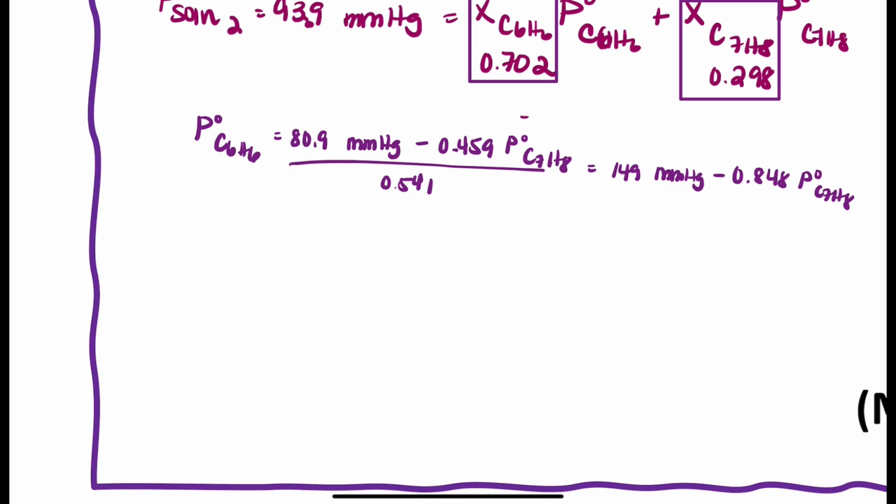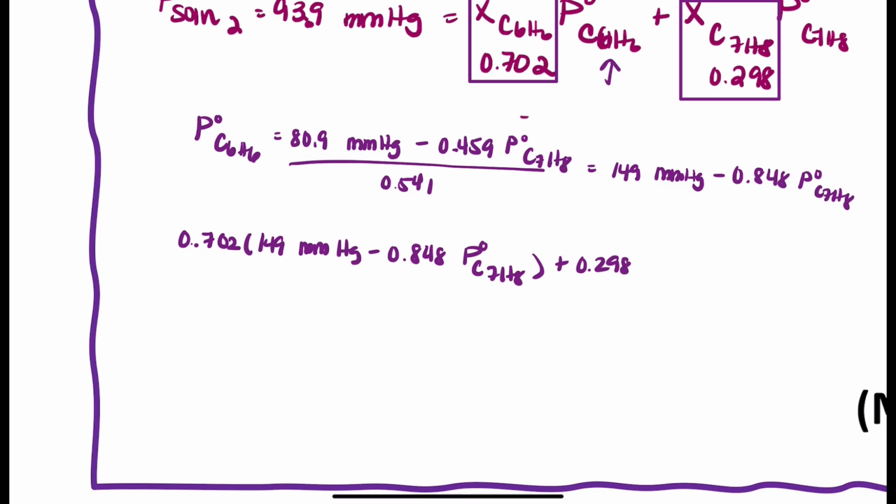I'm going to need to go ahead and solve this algebraically. It's going to be fun. It's not actually that bad. Sorry, my wrist is really starting to hurt. 0.702 times 149 millimeters of mercury minus 0.848, which is the partial vapor pressure of pure toluene. So basically plug it into here.